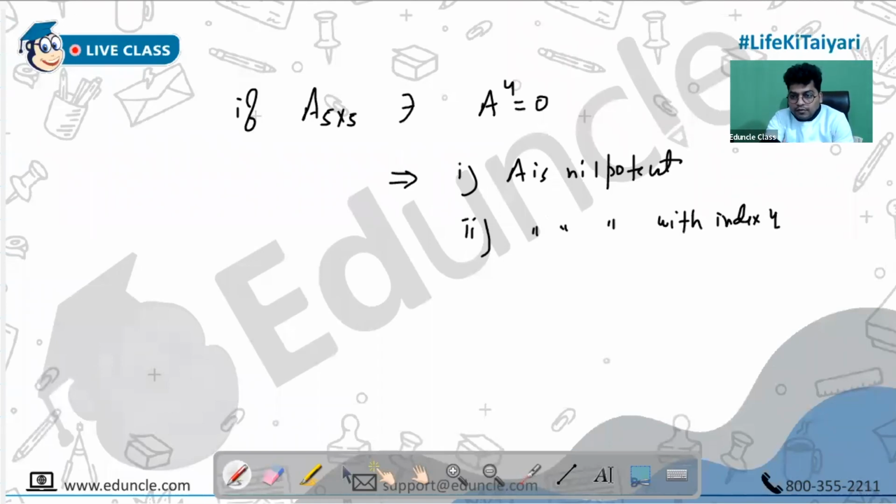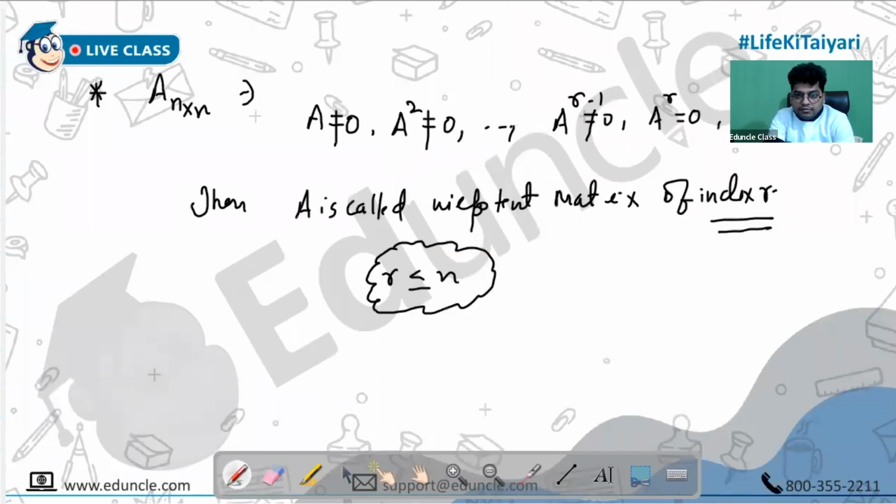See, this is true, this is false. See, A की power 4 is given 0. It may be, see, going back, if A की power r is 0, then A की power r plus 1 is 0. A की power r plus 2 भी 0 होगा.